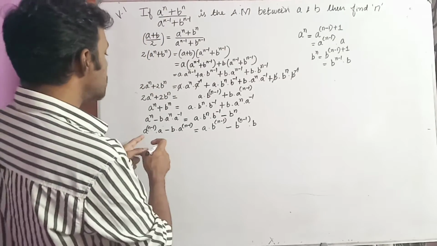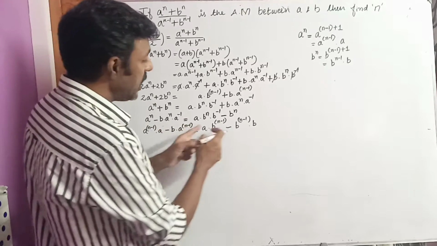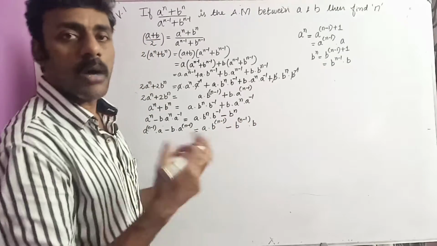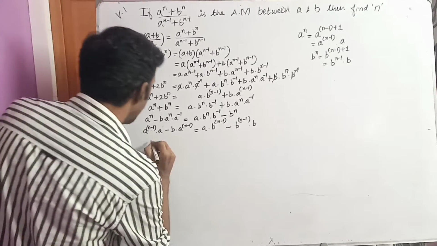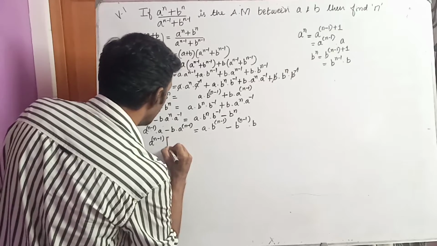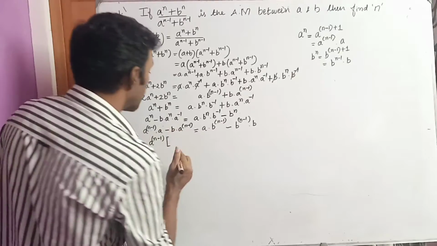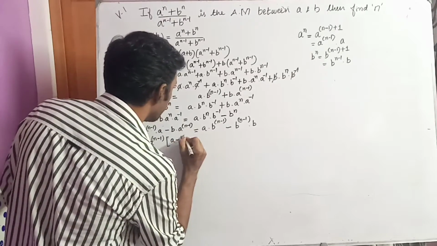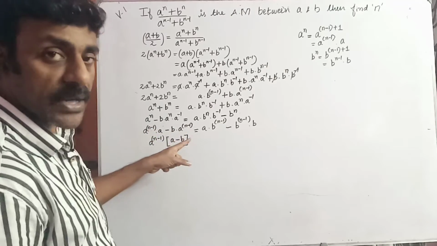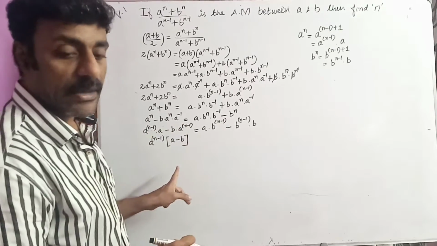So now I am having a to the power n minus 1 here, and here also a to the power n minus 1. Similarly, in this expression, I'm having b to the power n minus 1 and b to the power n minus 1. So I'm going to take the common terms outside the bracket. I'm taking a to the power n minus 1 as common, and the term that would be present inside the bracket will be a minus b.